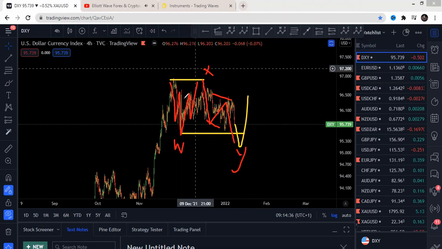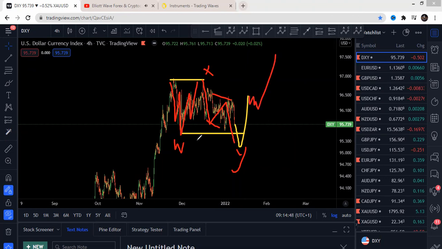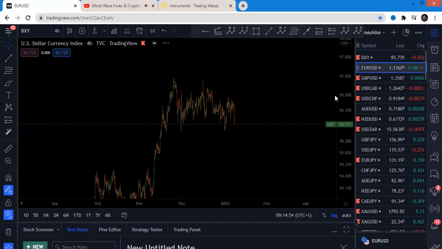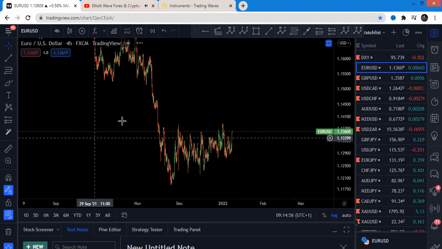So we've got a clear case of a WXY corrective structure here, which is a regular flat, and then we'll be looking for this one to come take the low here and then push to the upside. So for now, in the next coming session, the DXY we expected to push a little bit lower and then push to the upside. The Euro, on the other hand, is the same structure in the higher degree.